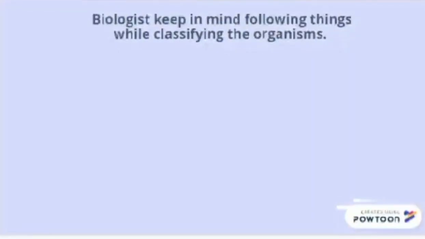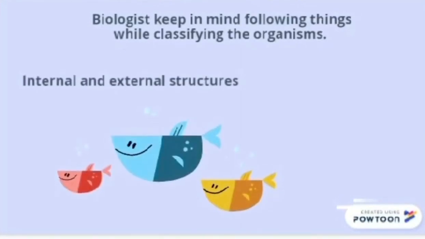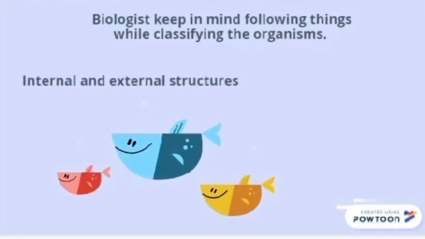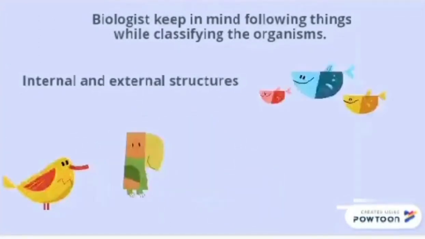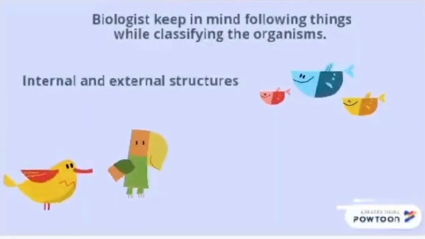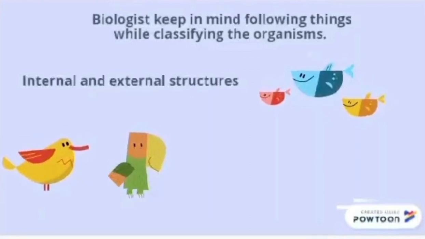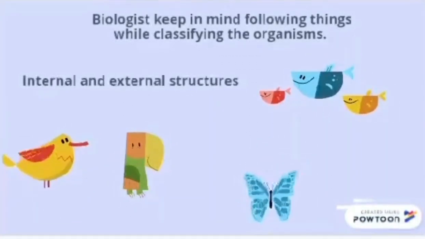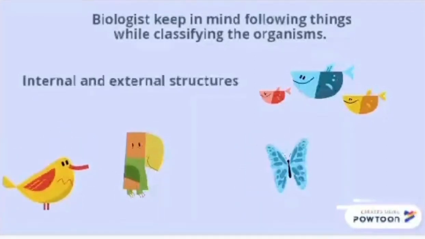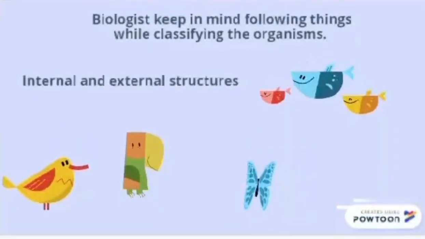Biologists keep in mind the following things while classifying the organisms. They classify the organisms on the basis of similarities in internal and external structures. Like all the fish can swim and they have gills, they are kept in the same group. Birds can fly and they have wings, that's why they are kept in the same group. Many insects can also fly, but their internal structure is different from birds. That's why insects are kept in a different group and birds are kept in a different one.